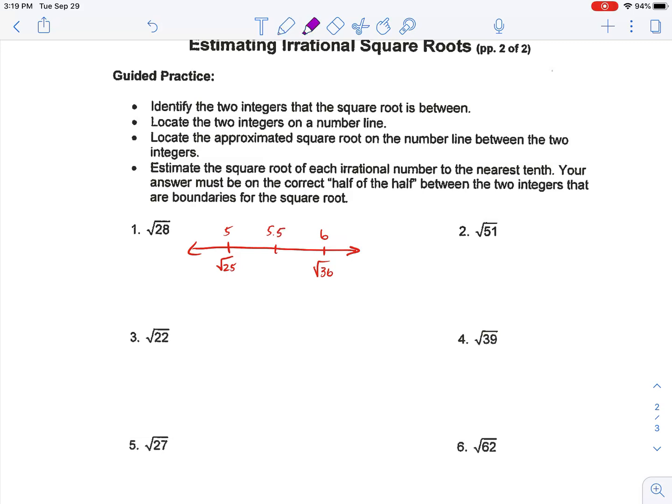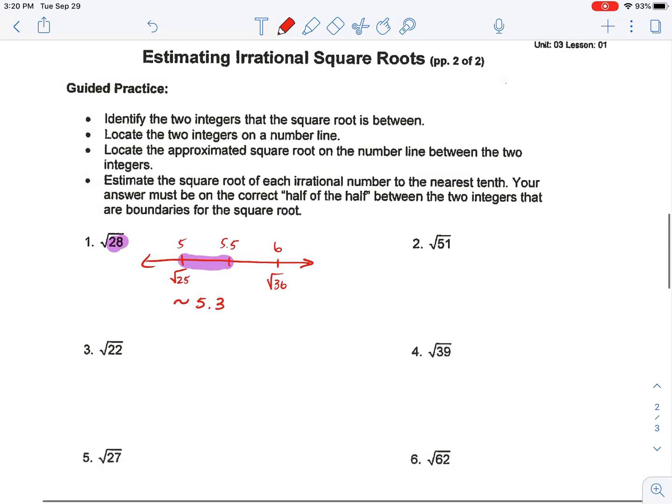Is 28 closer to 25, or is it closer to 36? Well, 25 is only 3 units away from 28, and 36 is 8 units away from 28. So somewhere between 5 and 5.5 is the square root of 28. I'm going to estimate 5.3. As long as you are in that correct half of the half, somewhere between 5 and 5.5, you should have a good estimation.